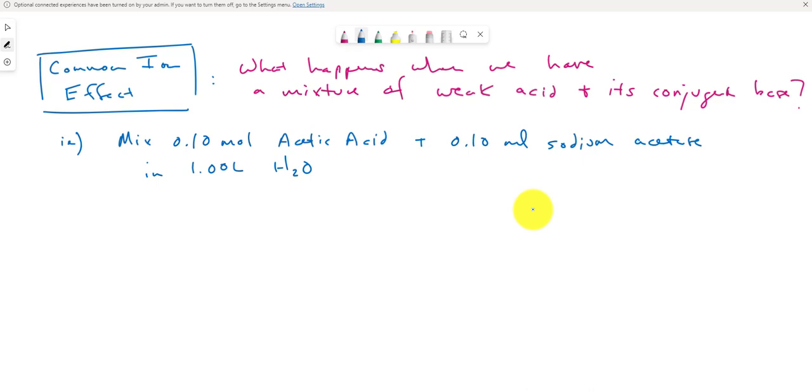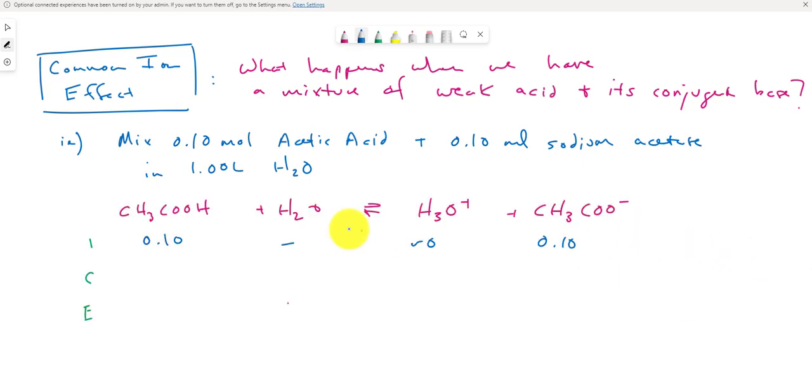So what's going to happen to the system? How is it going to move? How's the equilibrium going to be established here? And then what would the final pH be? Those are our targets. So of course we need an ICE table. We need to understand what our initial, change, and equilibrium conditions are.